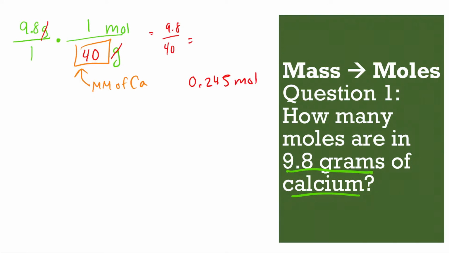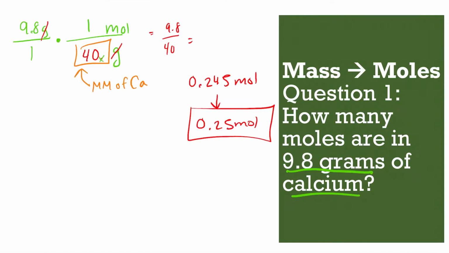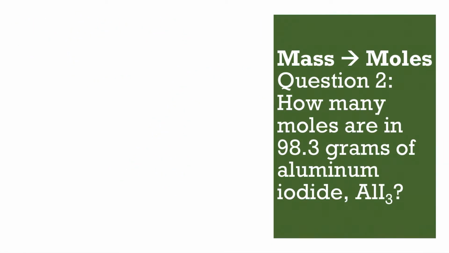moles, like that. So let's just pretend there's a dot right there. So that would be, if we're using significant figures, 0.25 moles. Okay. If there was no decimal point there, then it would round to 0.2 moles. Okay. As long as you're getting that, we're happy.